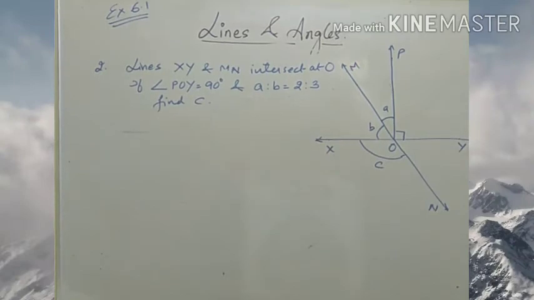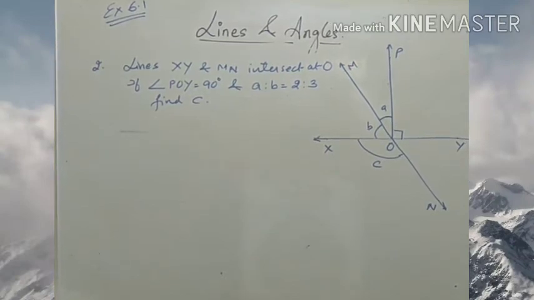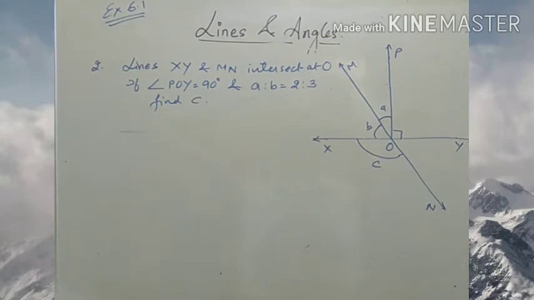Lines XY and MN intersect at O. If angle POY is equal to 90 degree and a ratio b is equal to 2 ratio 3, find c. The question is clear?